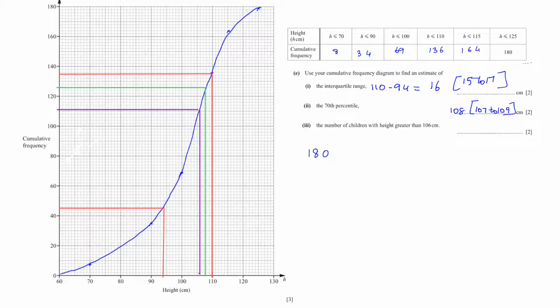So these number of students have a height of more than 106 centimeter. To find that, we will have to subtract 111 from 180, and we will get 69. And the range for this question is from 66 to 72.